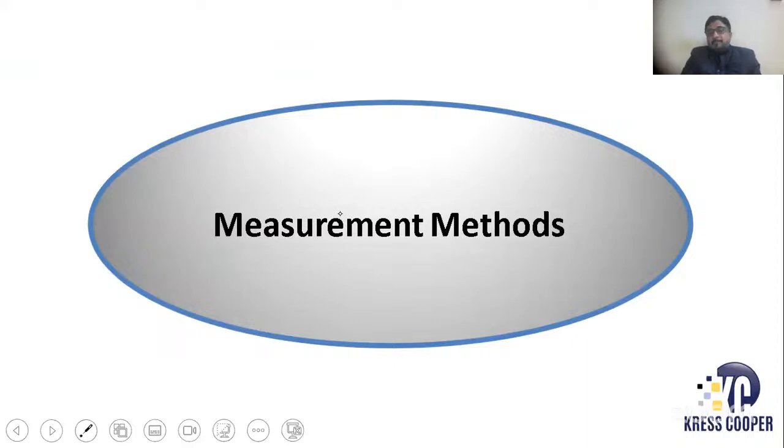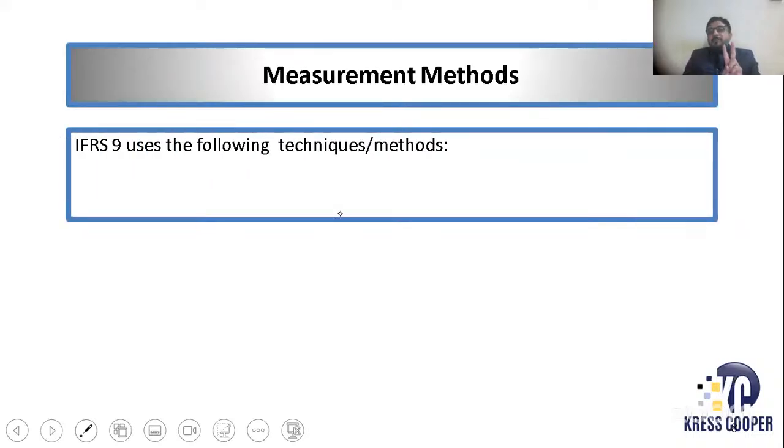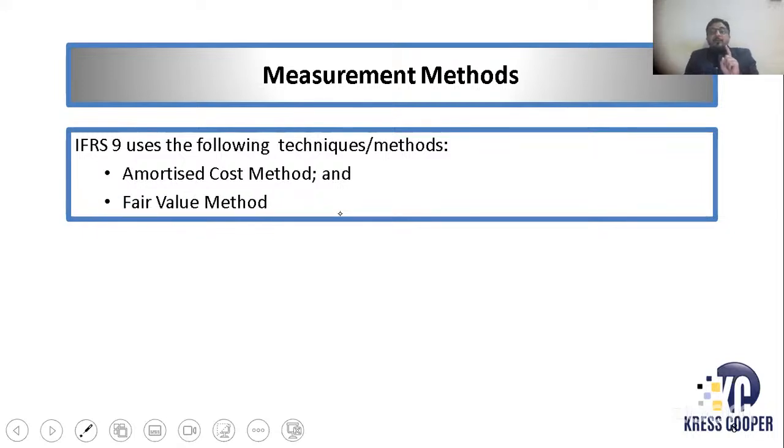Now comes the main area on which our webinar is focusing today, that is measurement of the financial instruments. Before talking about the initial measurement and the subsequent measurement, I just want to make it clear that there are two methods which will be discussed in IFRS 9 for measuring the financial assets and financial liabilities. And these are the amortized cost method and the fair value method.